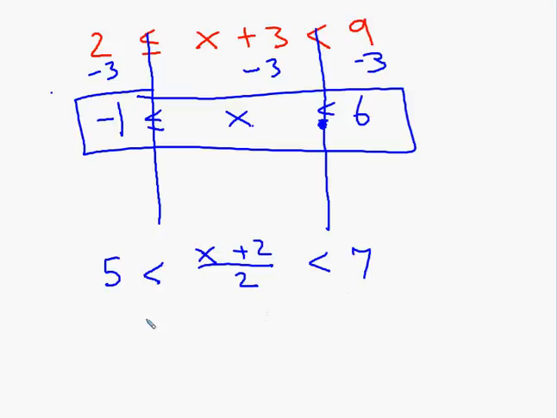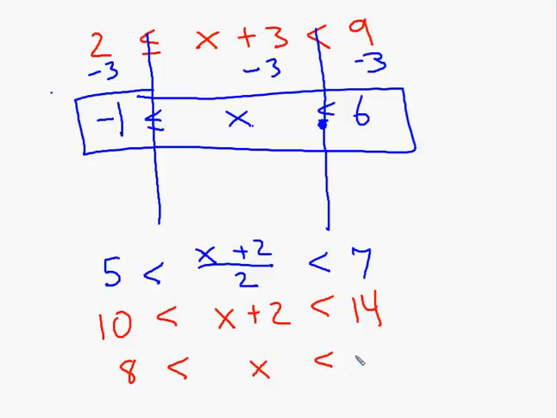What do you think we do on this one to solve it? Multiply. Multiply by what? 2. So on the left I'll get 10 is less than x plus 2 is less than 14. And then what do I do? Subtract 2. So I get 8 is less than x is less than 12.